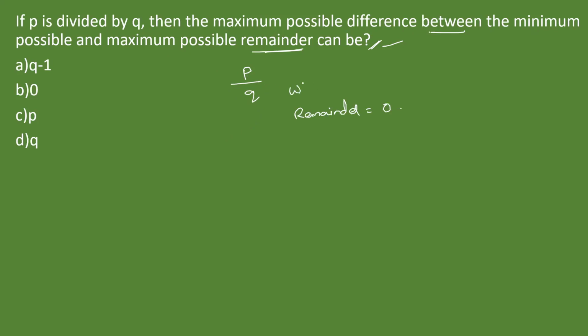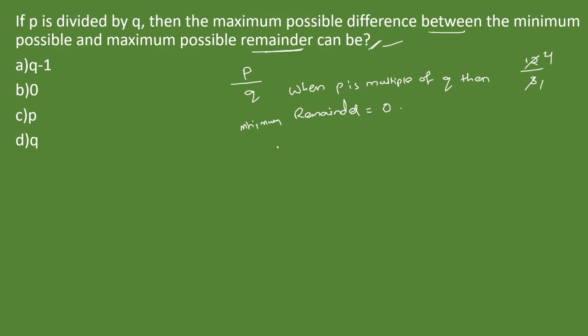When P is a multiple of Q, the remainder will be 0. For example, 12 by 3. 12 is a multiple of 3, 3 fours are 12. In this case, what will be the remainder? 0. Not only in this case, in any case, the minimum remainder will be 0. And similarly, what is the maximum remainder possible when you divide a number with n?